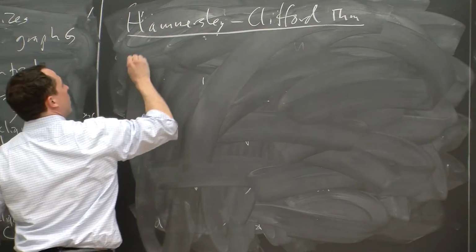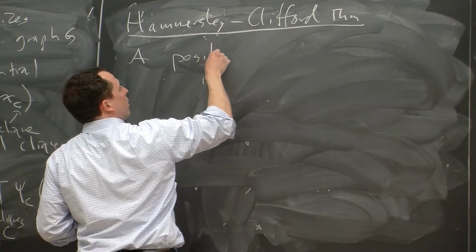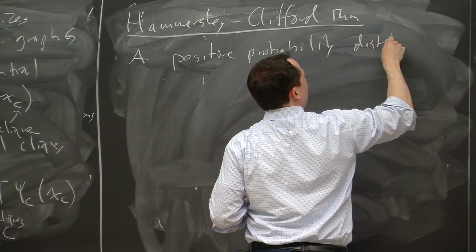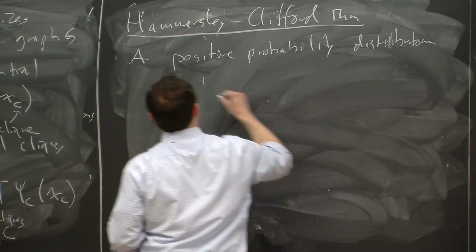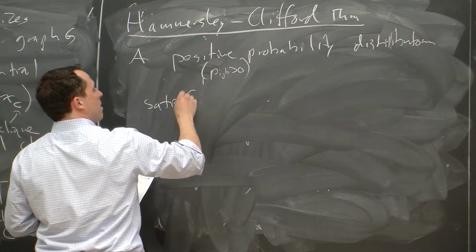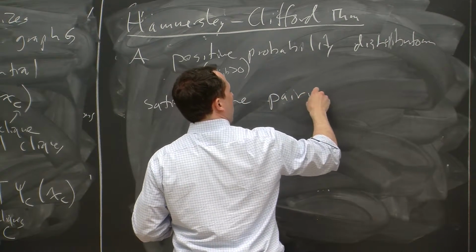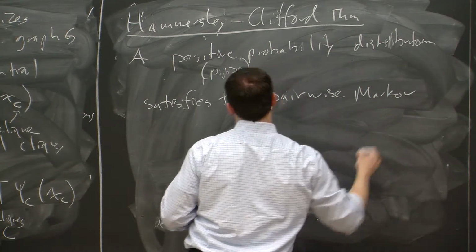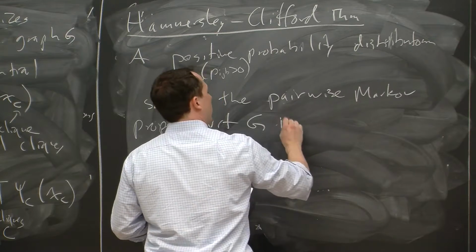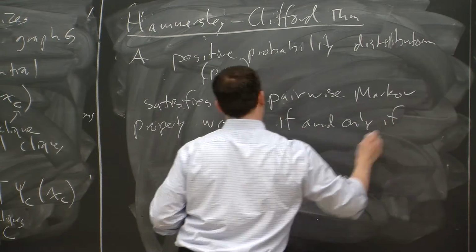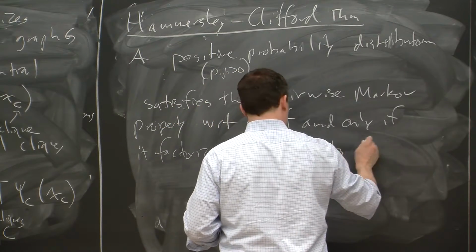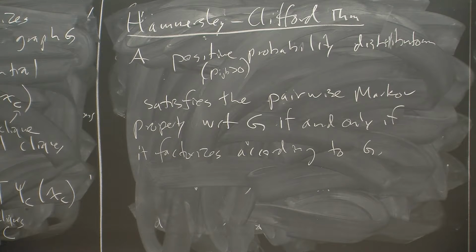The Hammersley-Clifford theorem says a positive probability distribution, that is, a probability distribution in which it has no zeros in it, so there's no zero cells, so every pi jk is strictly positive, satisfies the pairwise Markov property with respect to a graph G if and only if it factorizes according to G.